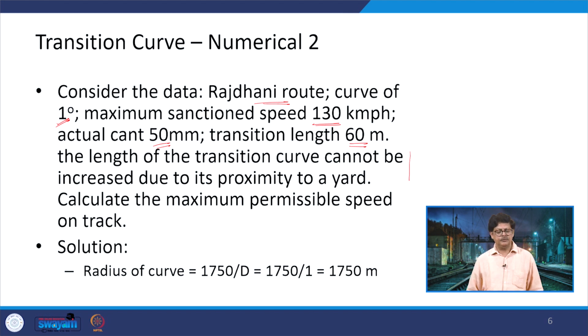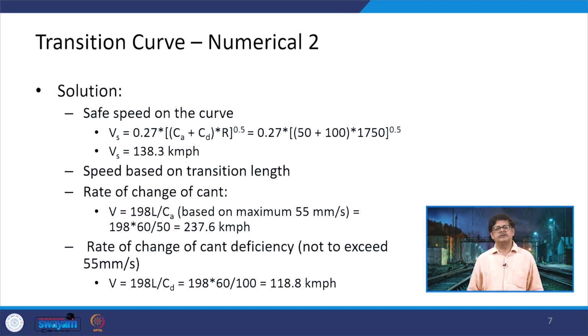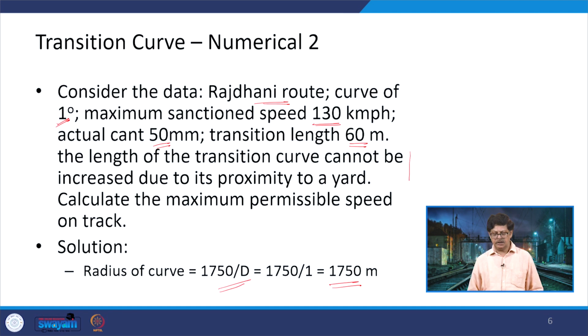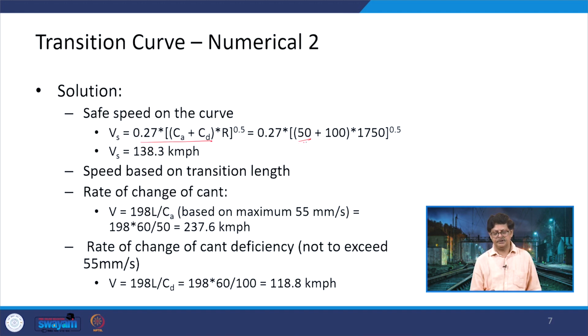So, as the curvature is given, the radius can be calculated by 1750 divided by D, that is the formula. So, what we get is 1750 meters. Now, safe speed, the formula is 0.27 into under root of (Ca plus Cd) into R. Considering that formula, Ca, Cd and R are known: R is calculated as 1750, actual cant is given as 50 mm, and Cd can be taken as 100 mm. So, considering these values, the speed which we get as a safe speed is 138 kilometers per hour.